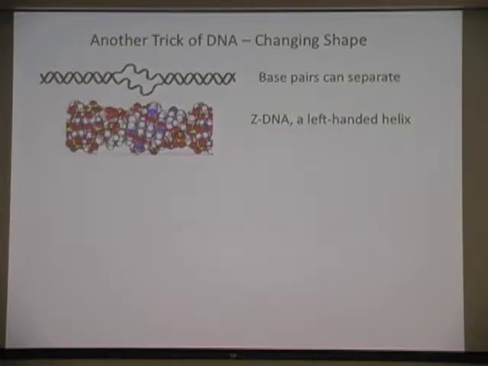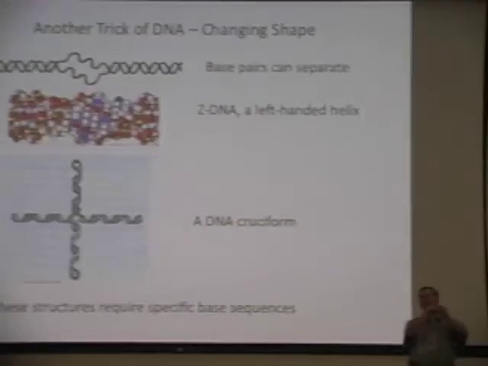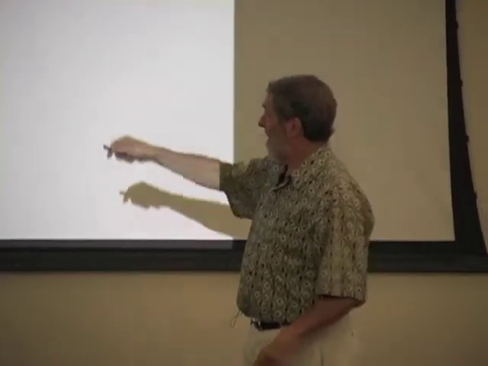It doesn't form in every sequence, but it's another thing that DNA can do. DNA has a surprising number of different types of structures it can have. This is a cruciform. In this, you see this particular strand goes up and back down. So this is a strand that is base pairing with itself. Now, in order to do that, because A's pair with T and G with C, there's got to be symmetry to the sequence along this.